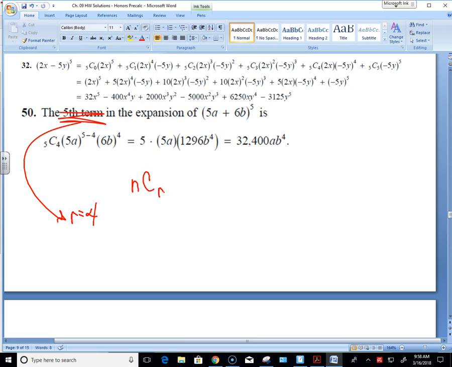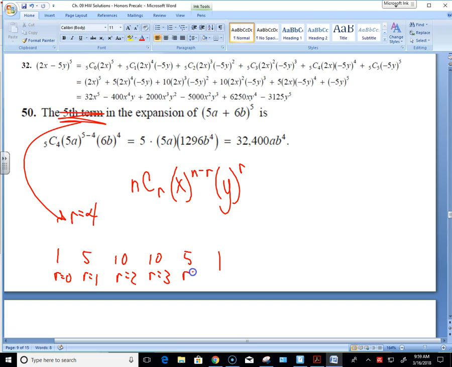This is why the formula is what it is. nCr, x to the n minus r, y to the r. And remember, in Pascal's triangle, if you get down to 1, 5, 10, 10, 5, 1, r is equal to 0, r is equal to 1, r is equal to 2, r is equal to 3. In this expansion, you have all the powers, so 5, 4, 3, 2, 1, and also 0. So you have 6 different terms.